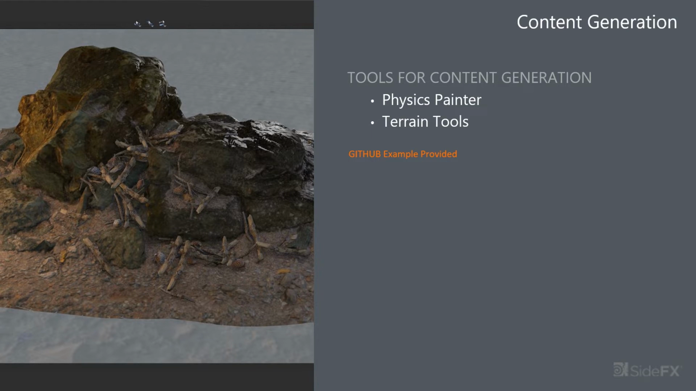Alright, so for the first topic, content generation. For content generation, we're going to cover two tools: Physics Painter and Terrain Tools. This topic also provides GitHub examples. So if you go to GitHub and you check the HIP directory, you can find examples for these tools.